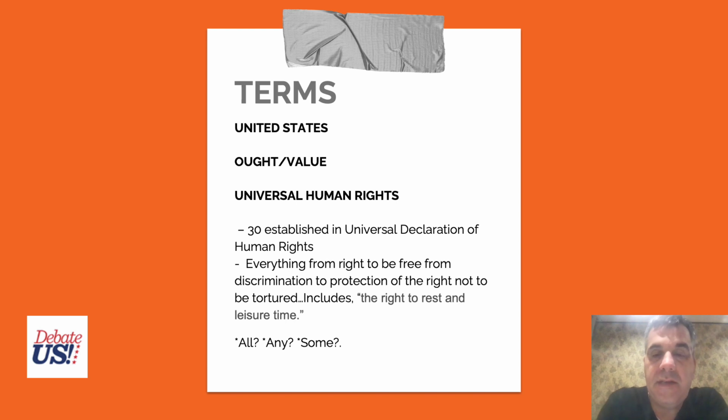Universal human rights are obviously difficult to define, but there are 30 established human rights in the Universal Declaration of Human Rights. These range from the right to be free from discrimination to protection of the right not to be tortured. It includes things like the right to rest and leisure time.